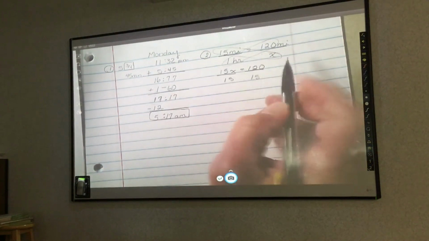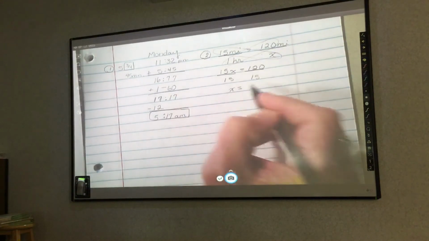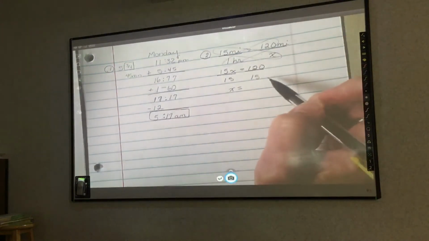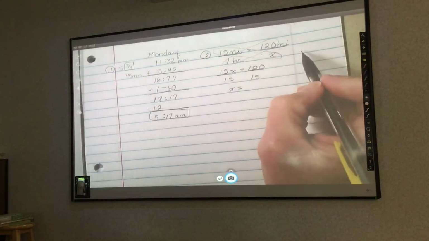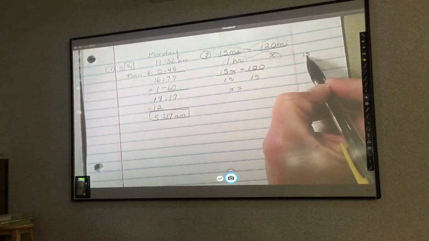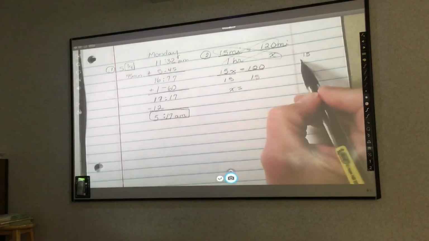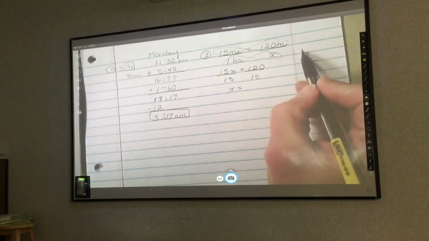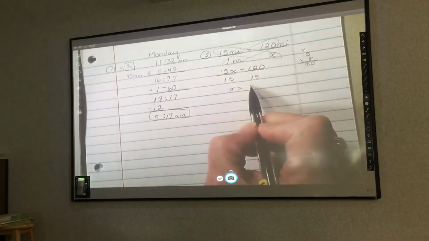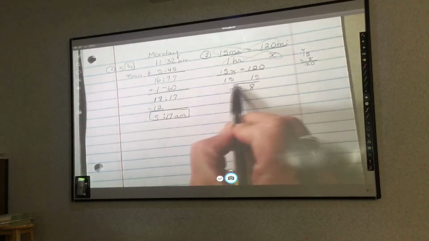Divide by 15. X equals, I don't know exactly what 120 divided by 15 is, so I would come over here and do a little multiplication. I know 15 times 2 is 30, so times 4 would be 60, times 6 would be 90, so let's try 8. 8 times 5 is 40, and that would be 120. So 8 is my correct answer.